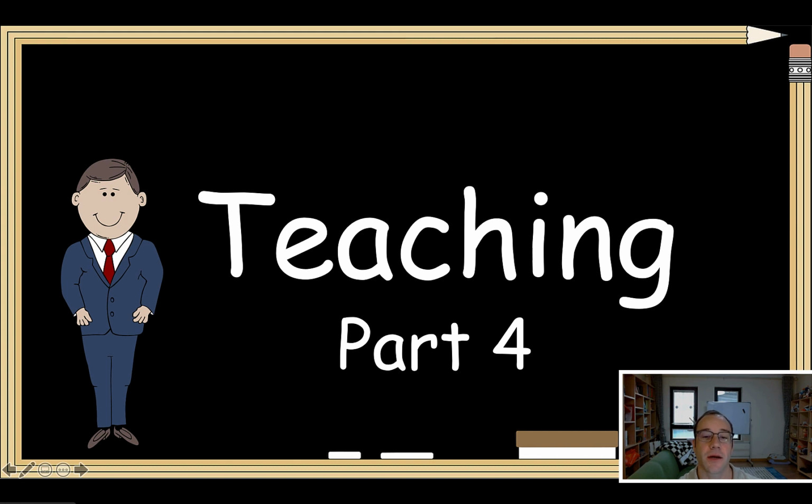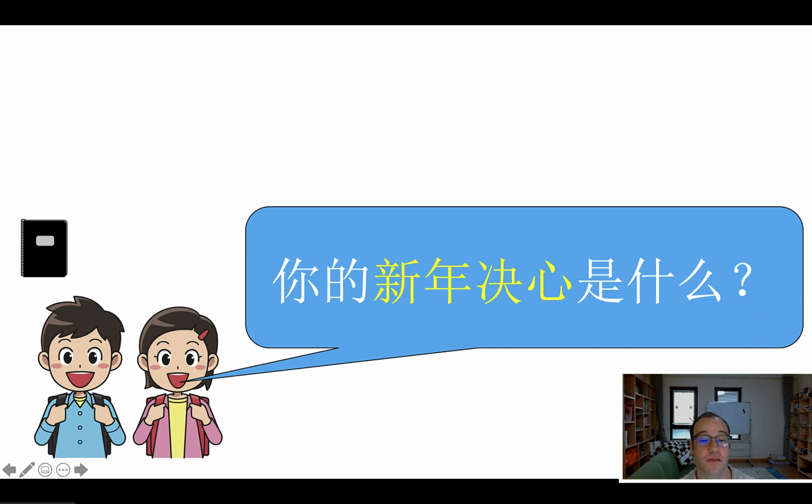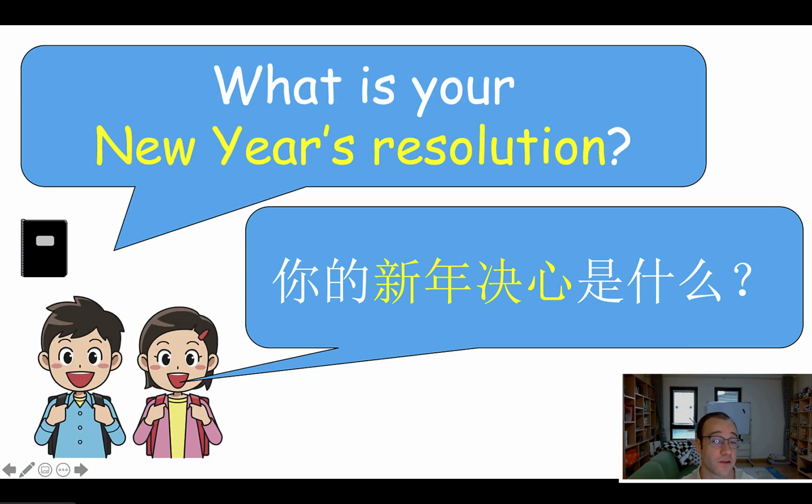Okay, teaching part 4. In part 4, we're learning the question. So I will show the question in Chinese, and the students need to see if they can say this in English. It should be quite easy, especially grade 5 or 6. They've learned the word now, New Year's resolution, so they should easily be able to translate this. What is your New Year's resolution? Okay, you can see who can do it.